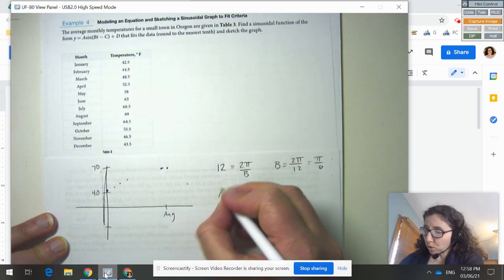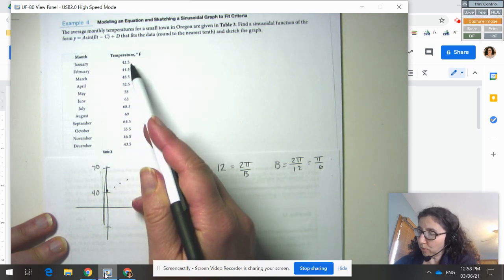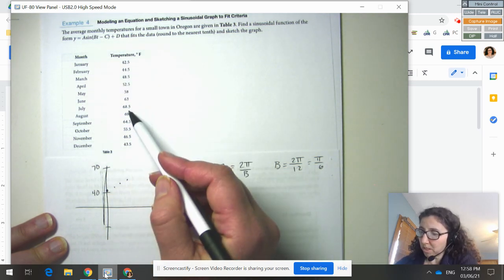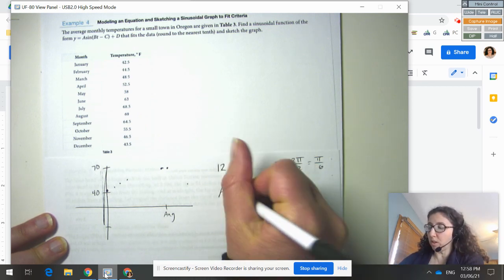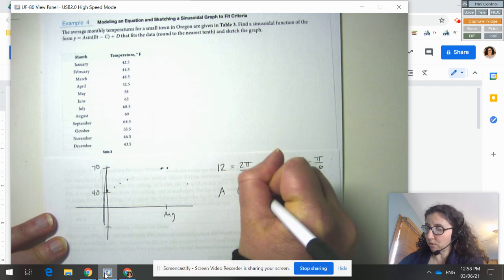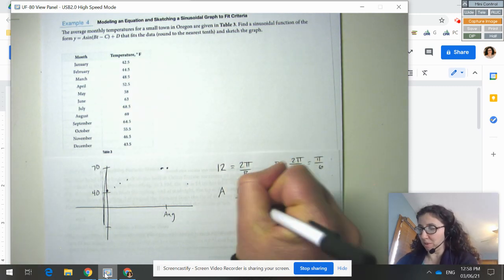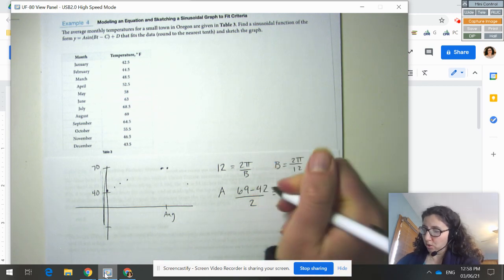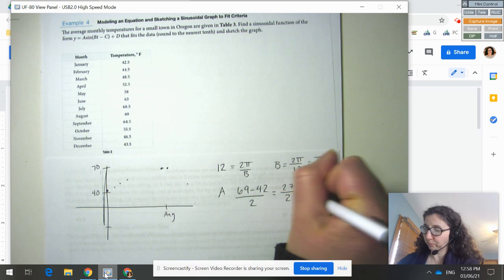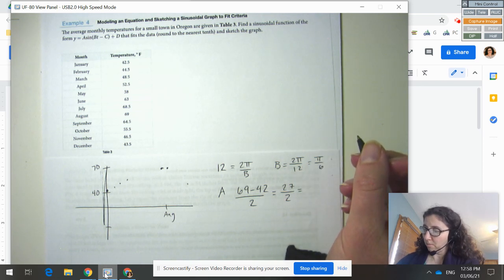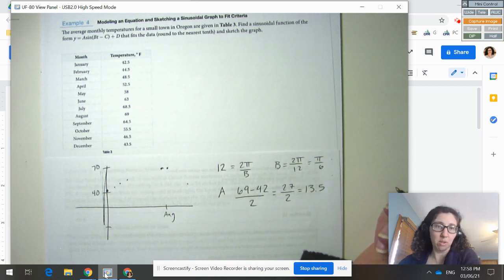Our amplitude, let's think. It looks like it's going to go from about 42 up to 69, something like that. So the amplitude, we're going to go from 69 to 42. That's from max to min. And remember, amplitude is going to be that divided by 2. So what do we get here? Like 27 divided by 2. So 13.5. Right? This is just rough.